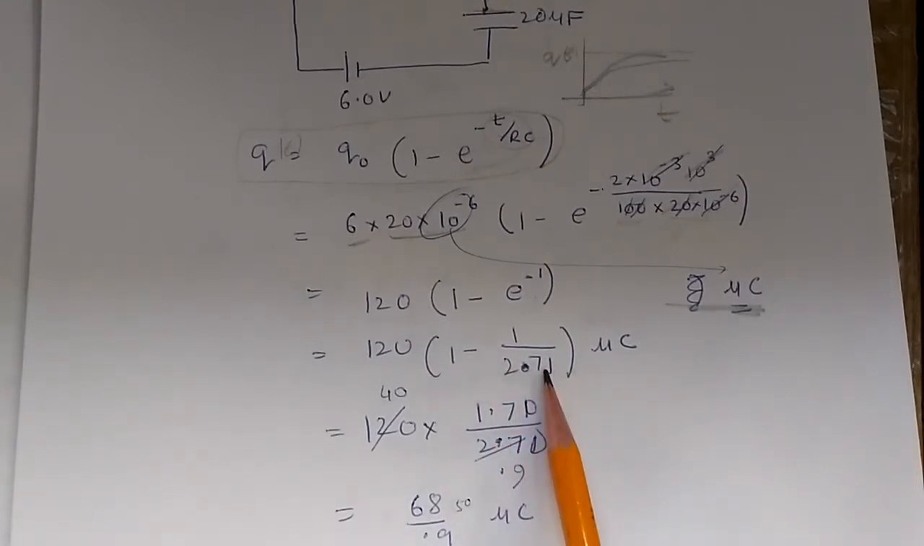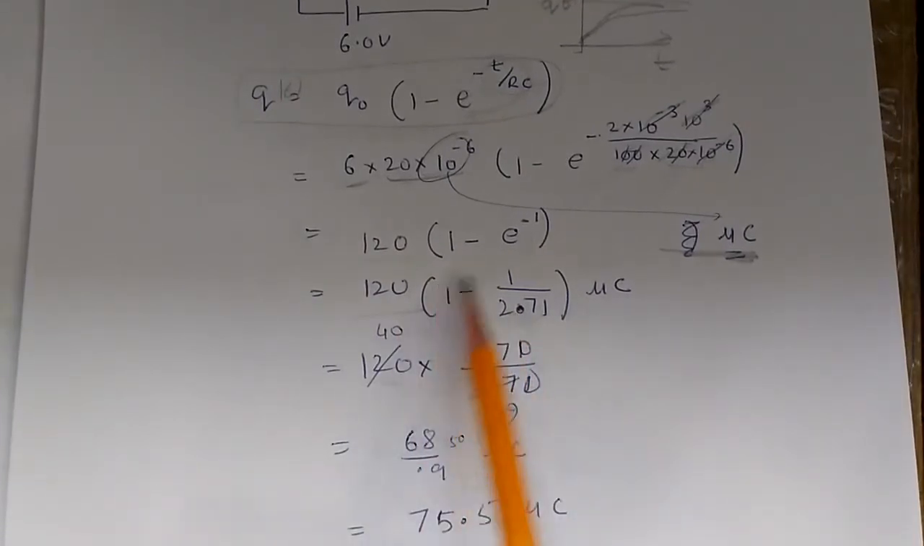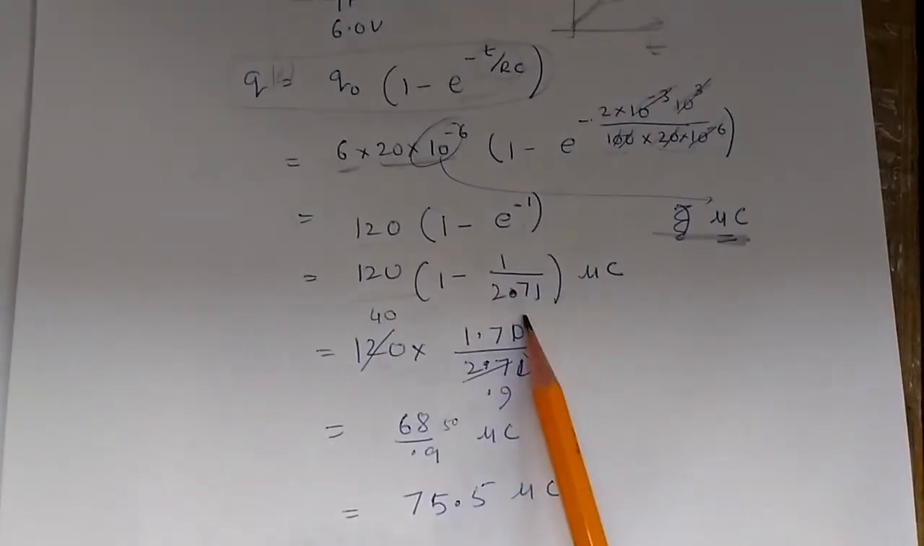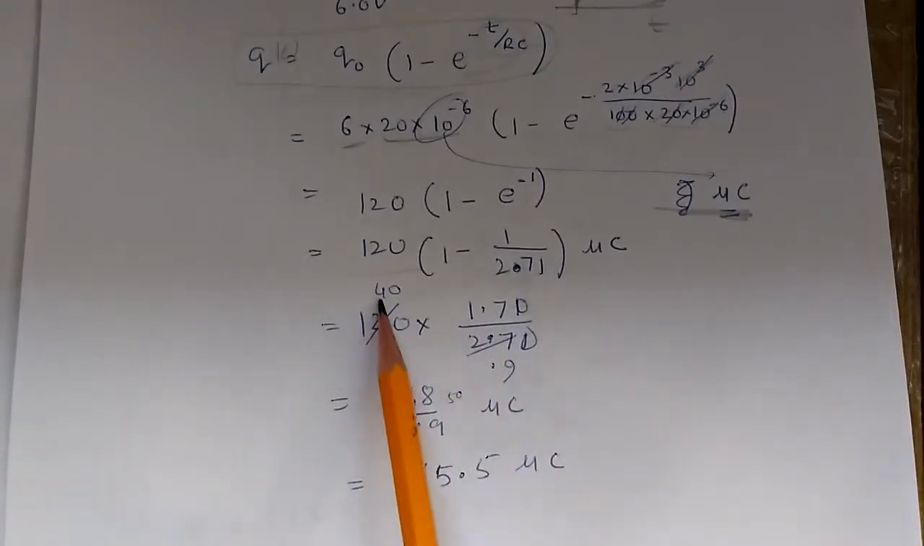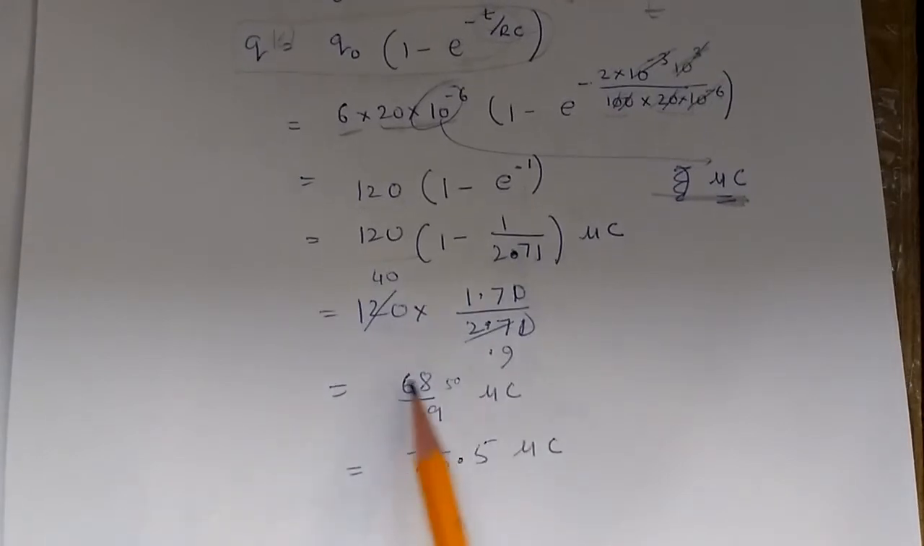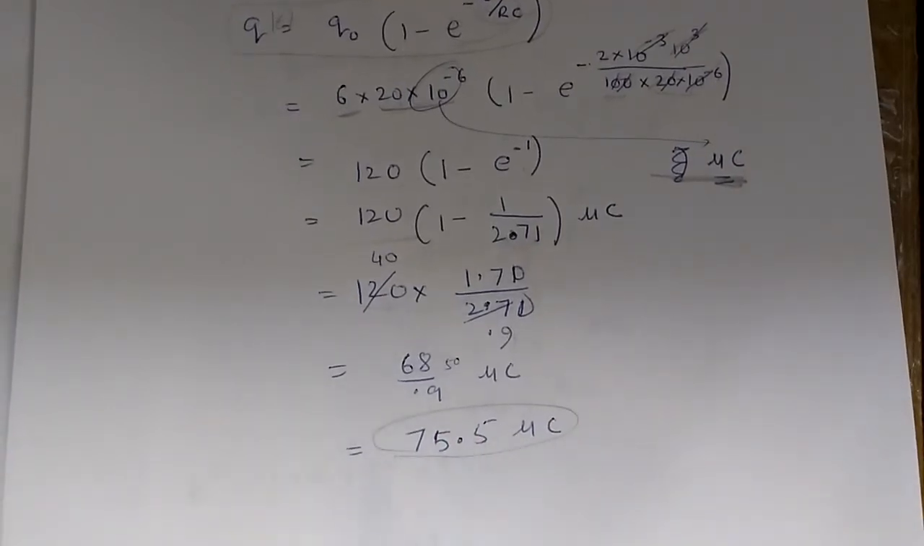We can write it something like this. So 120 times (2.71 minus 1) over 2.71, which is 1.71 divided by 2.71. Let's remove the decimals, it becomes 1.7 by 2.7. Dividing by 3, 3 into 9, 3 into 4, 0, 40. So this becomes 40 into 1.7, 17 into 4 is 68, divided by 0.9, roughly 75.5 microcoulomb, or you can write it as 76 microcoulomb.